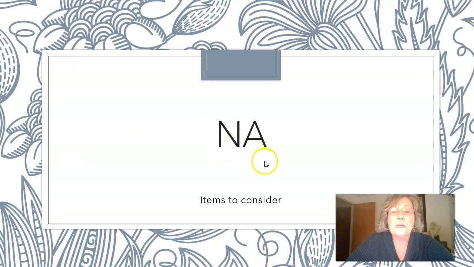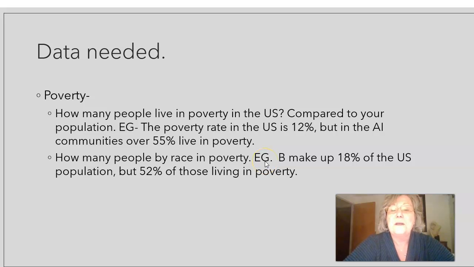These are some items to consider. So there's very specific types of data that you need, and the data that you have is very good, but you need some more data. So here's an example of a couple different risk factors and the kind of data you need to have.